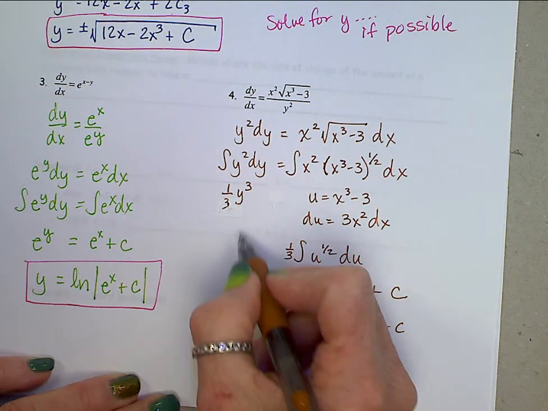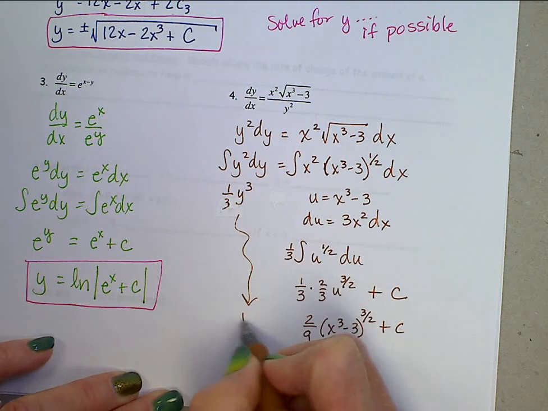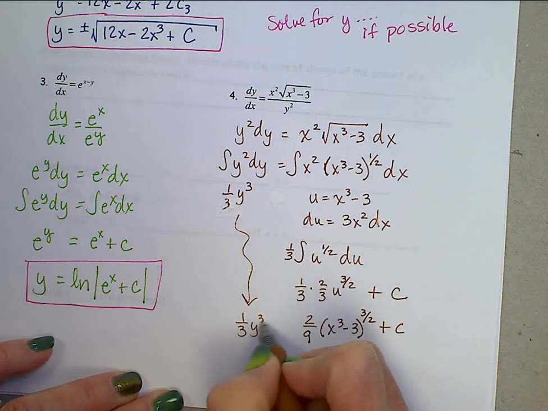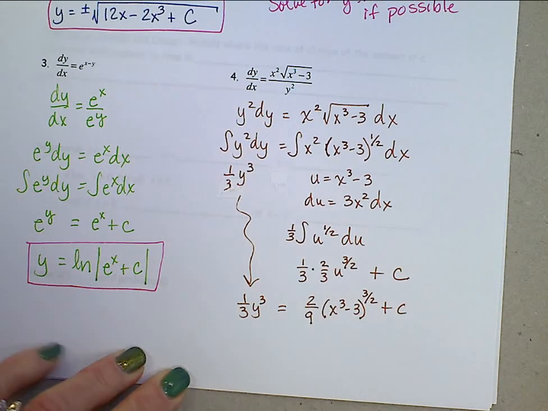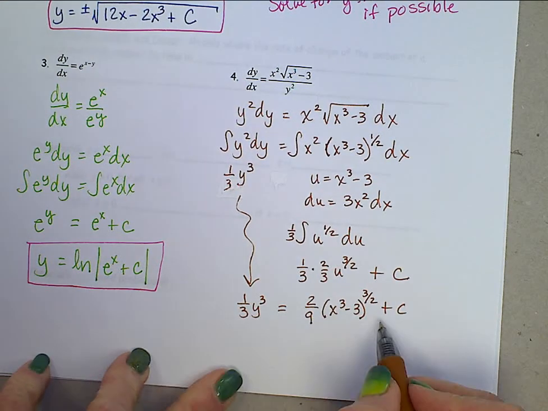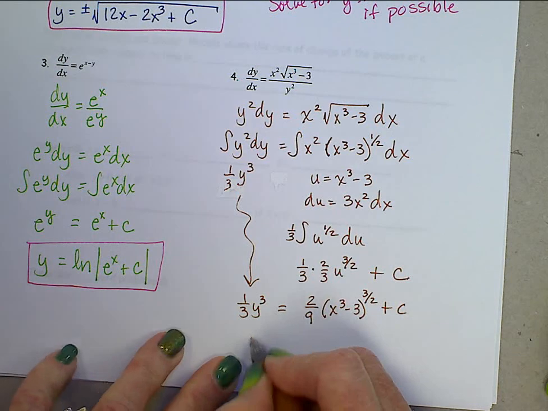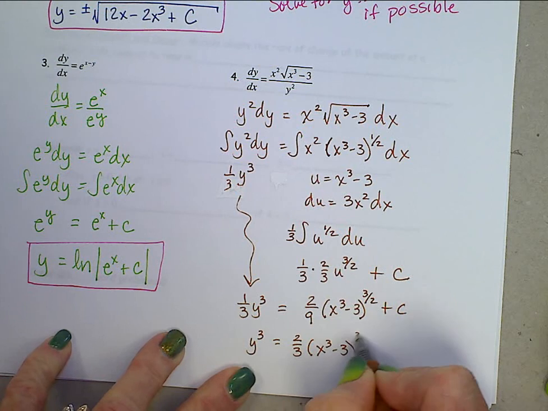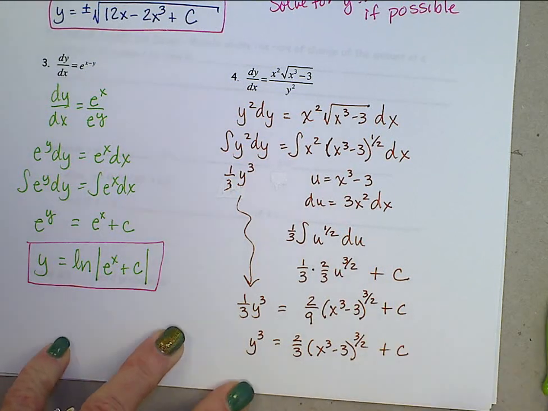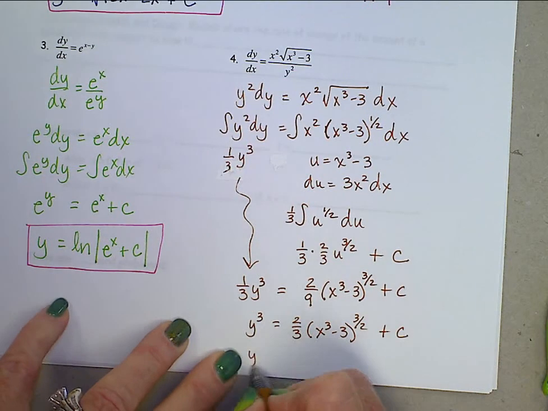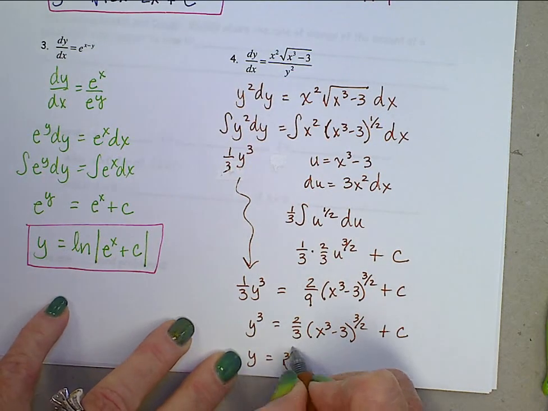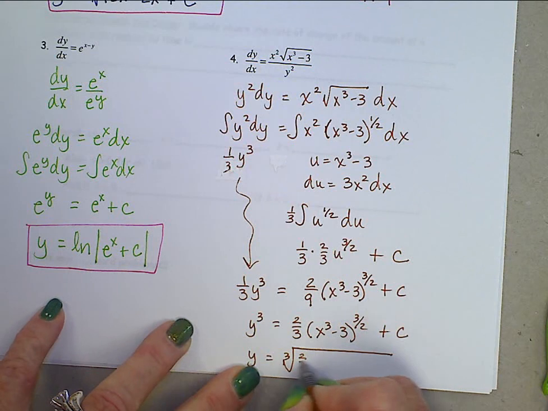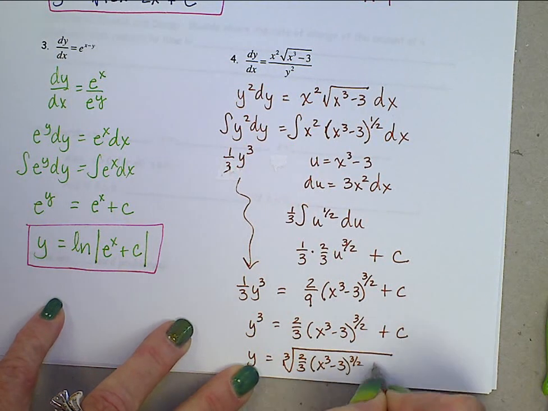Don't forget, all of this 1/3 y cubed comes down. Again, solving for y, let's multiply through by 3. That'll give us y cubed is 2/3 times x cubed minus 3 to the 3/2 plus a c, and then the last bit, cube root. And there we go.